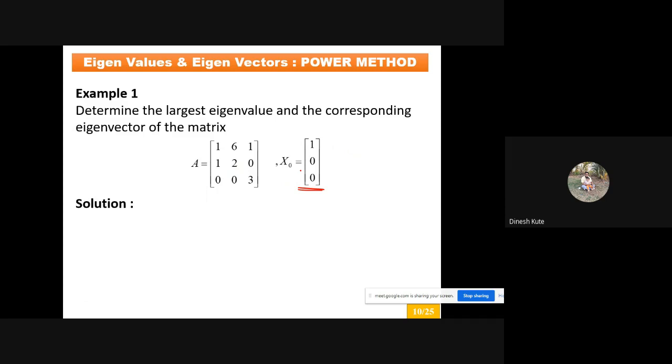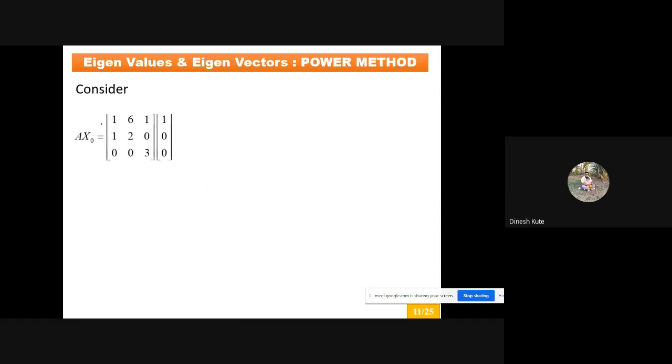Okay, and now in the solution, let us start our first iteration. As my initial vector is x naught, our first iteration is A x naught. So this is your given matrix A. Multiply this matrix with x naught, and you will get a column matrix which is 1 1 1. This calculation you can directly perform on a calculator.